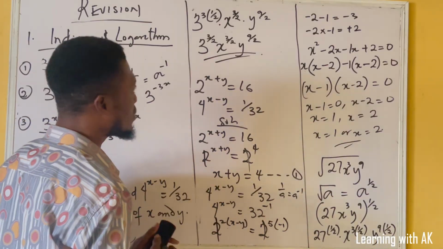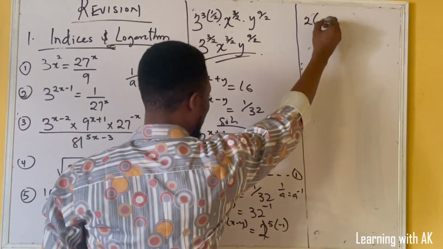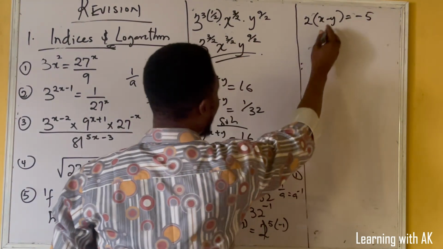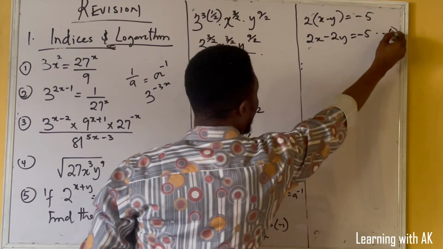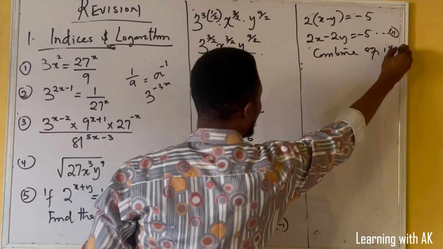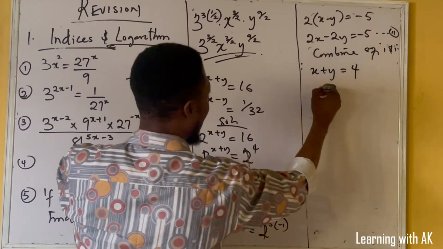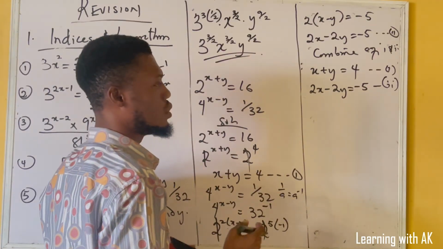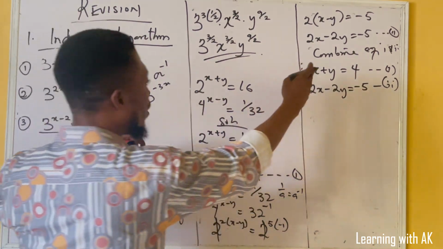So from here I have 2 into x minus y equals 5 times minus 1, what? Minus 5. Open the bracket, 2 times this is 2x minus 2y equals minus 5. Equation 2. Then you combine equation 1 and 2 together. So equation 1 is x plus y equals 4 and equation 2 is 2x minus 2y equals minus 5. From here, you solve it simultaneously, equation 1 and equation 2.